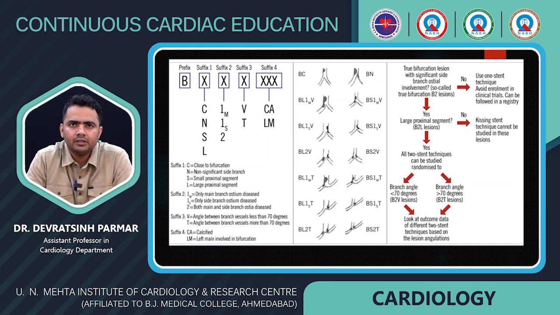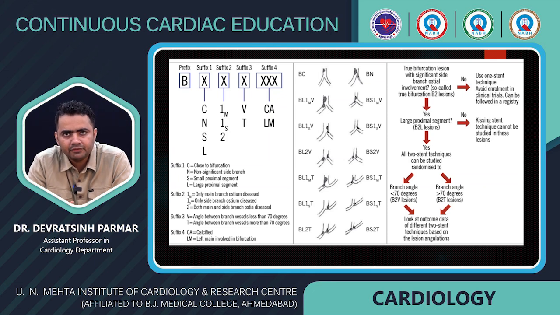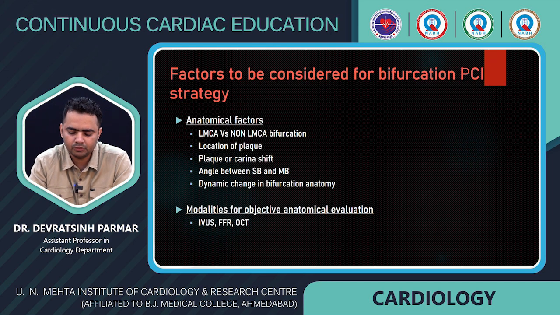Okay. Now, how does it help us? Basically, whenever we are approaching a patient for bifurcation PCI, the first thing to identify is whether it is a true bifurcation or non-true bifurcation. If it's a true bifurcation, we have to identify the proximal vessel segment. Is it a large segment or not? If it is a large segment involvement and if it's a complex PCI, upfront we have to go through the 2 stent strategies. Okay, and based on this, we have to identify the angulation between the main and the side branch.